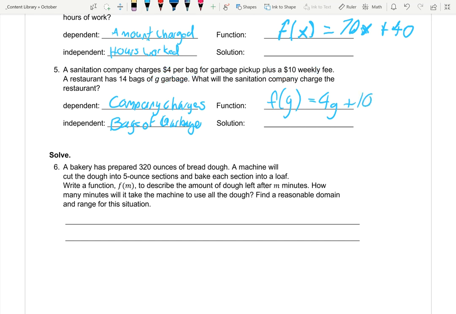There you go. Now we find our solution, right? The solution for the question that's being asked. A restaurant has 14 bags of garbage. So that's literally telling you that you're looking for plugging in 14 and getting a result there. So if you have 14 bags of garbage, you'll have 4 times that 14 bags of garbage plus the $10 weekly fee.